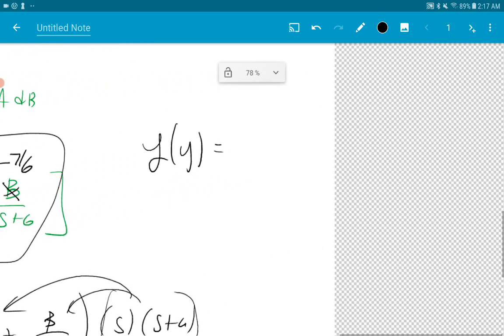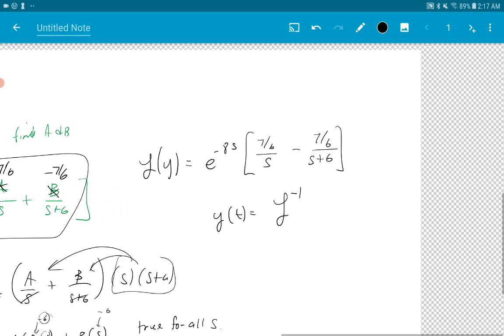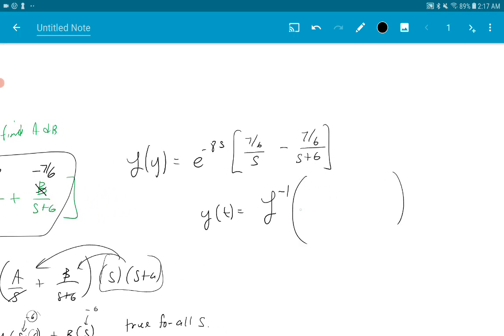Just condensing it down. Now we've got the Laplace transform of y is equal to e to the negative 8s times 7/6 over s minus 7/6 over s plus 6. So y of t will equal the inverse Laplace transform of all that. E to the negative 8s times 7/6 over s minus 7/6 over s plus 6.